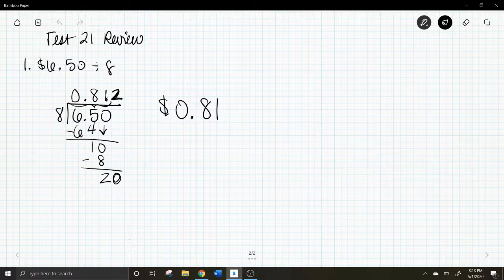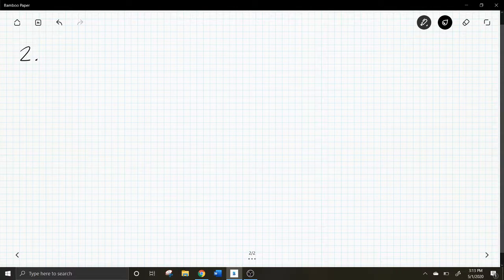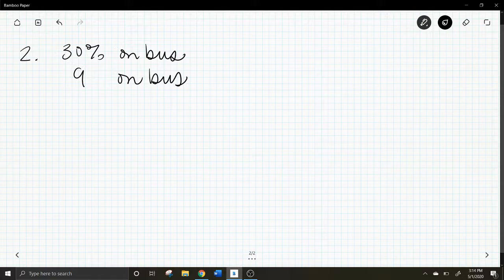So that's number 1. Number 2, 30% of the students in the class rode the school bus. So I'm going to say that, 30% on the bus. If 9 students rode the bus, how many were in the class?